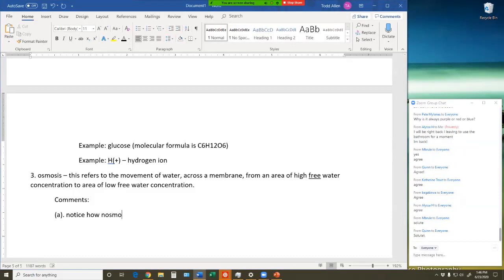Notice how osmosis involves the motion of the solvent, not the solute. For the first two items we talked about, simple diffusion and facilitated diffusion, we were talking about oxygen or sugar or something moving, that was the solute. But in osmosis, I'm talking about the water, which is the solvent.